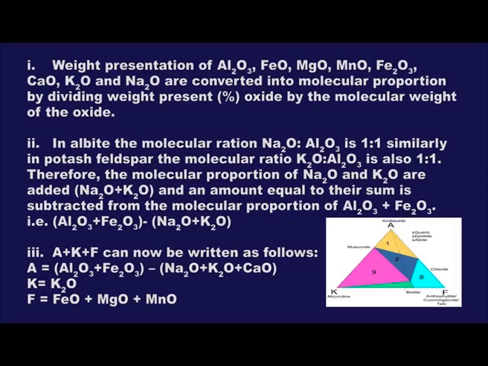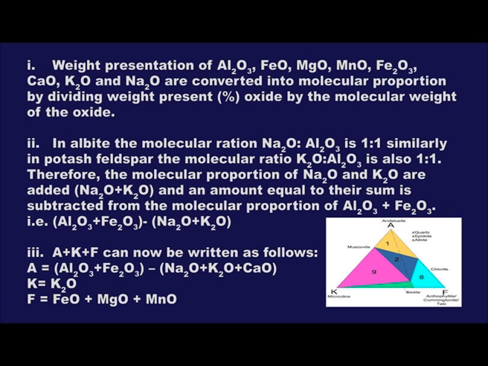First, the weight percentages of Al2O3, FeO, MgO, MnO, Fe2O3, CaO, K2O and Na2O are converted into molecular proportions by dividing the weight percent of each oxide by its molecular weight. Second, in albite, the molecular ratio of Na2O to Al2O3 is 1:1. Similarly, in potash feldspar, the molecular ratio of K2O to Al2O3 is also 1:1.